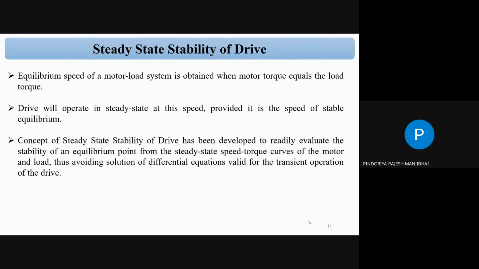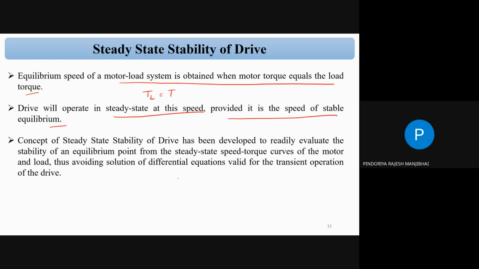The equilibrium speed of the motor load system is obtained when the motor torque is equal to the load torque. How can we say steady state? We can say the load torque equals the motor torque; then it is the equilibrium speed. The drive will operate in steady state at this point, provided its speed is a stable equilibrium condition.